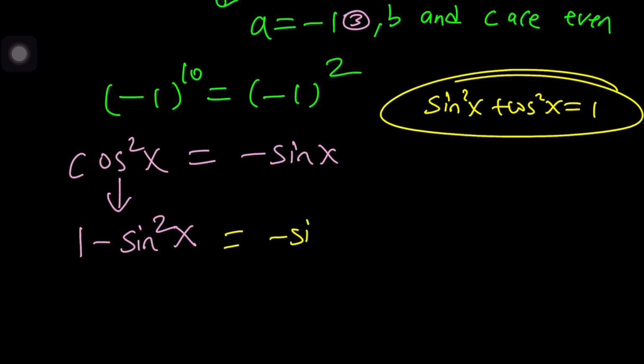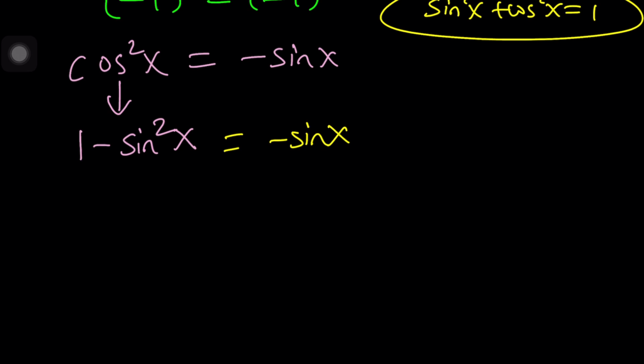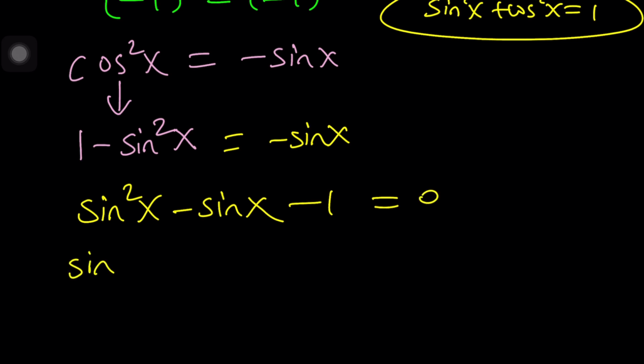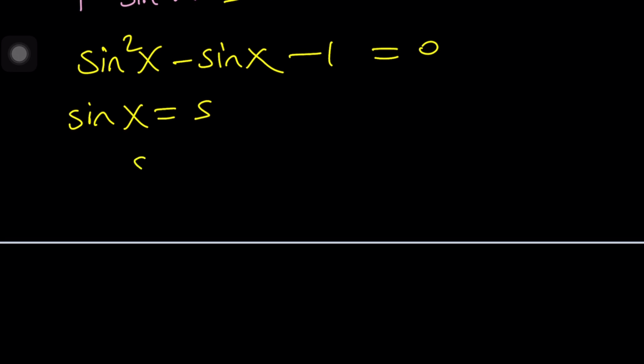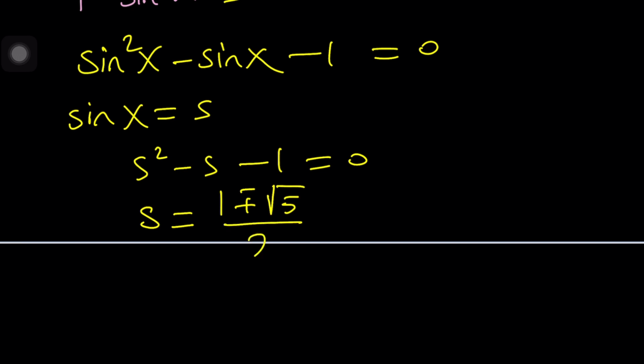Now, this gives us a quadratic equation. Let's put everything on the right-hand side. Sine squared x minus sine x minus 1 equals 0. And if you just call sine x s, usually that's pretty common, then you get s squared minus s minus 1 equals 0. And from here, we can find the solutions. What are they? From the quadratic formula, negative b plus minus the square root of b squared, 1 plus 4, which is 5. Does that remind you of the golden ratio? Yes, it should. Now, one thing to keep in mind, though, there are two s values.